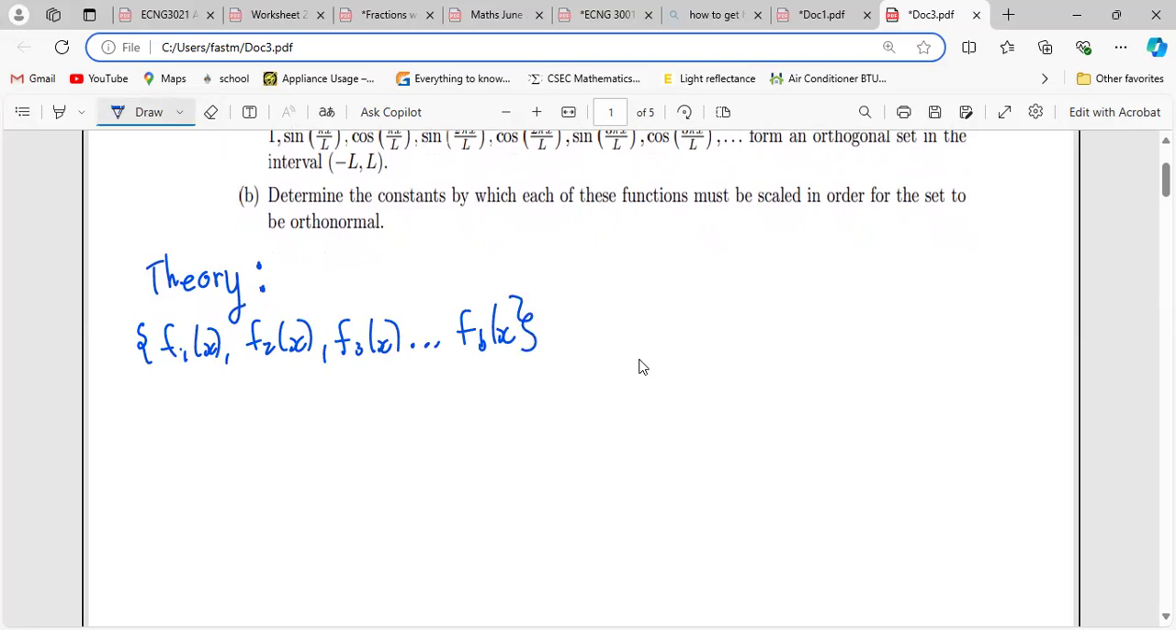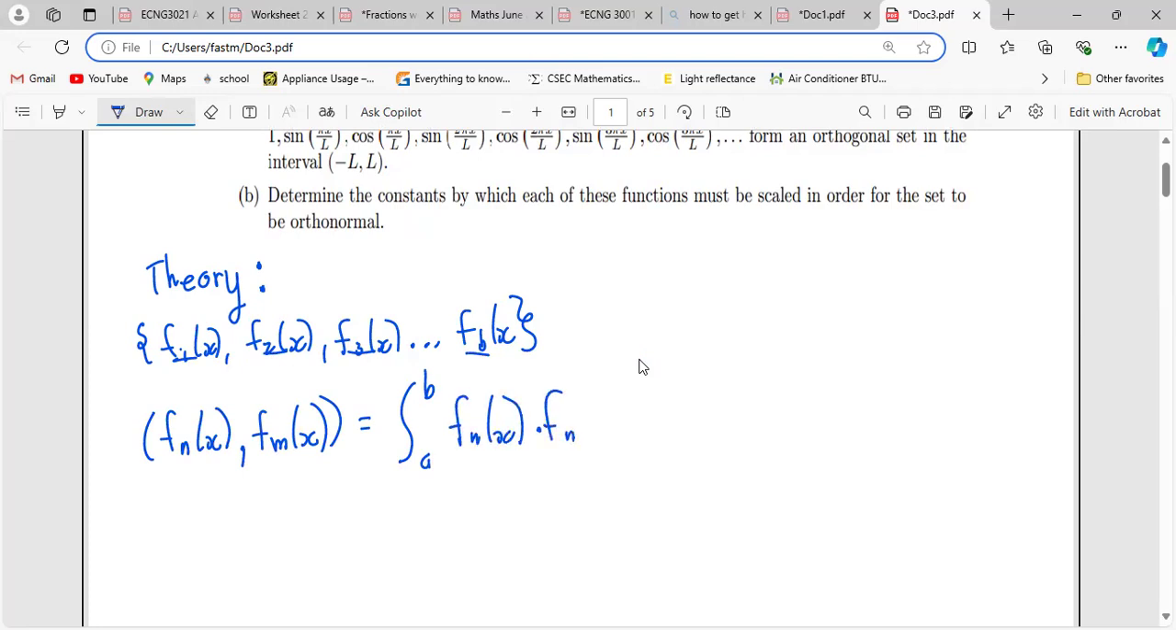Right, so let's say we have a set: f1 of x, f2 of x, f3 of x, straight down to fn of x. So there's our set. This set of functions is said to be orthogonal if the integral of f of nx, where n is an integer, by f of mx, which just stands for any two functions in the set, is equal to the integral from a to b, where a to b is the interval across which you're integrating, which they will always give you in the question, of the product of the two of them, dx. And the answer must equal 0.